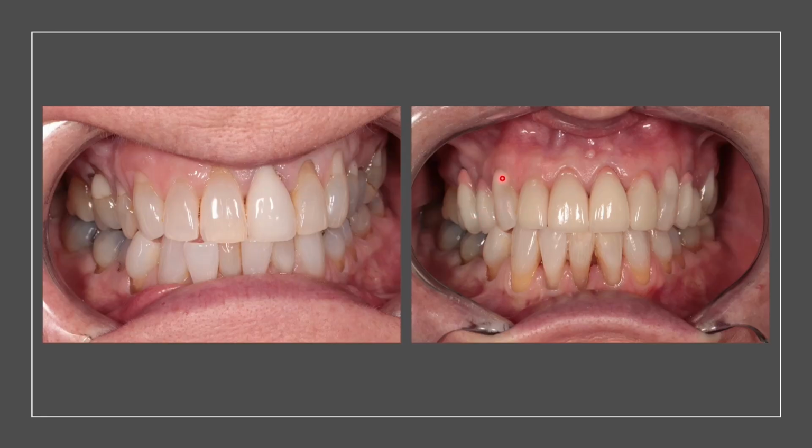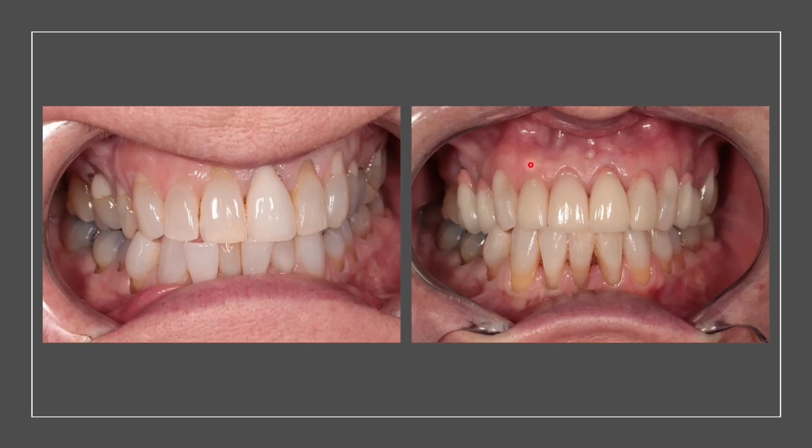A little bit of composite work on the upper right 3, just to give us a slightly better blend up here. And then we're veneering 2 to 2. We could have grafted up here, of course, but that was declined. I really like pink porcelain on veneers.